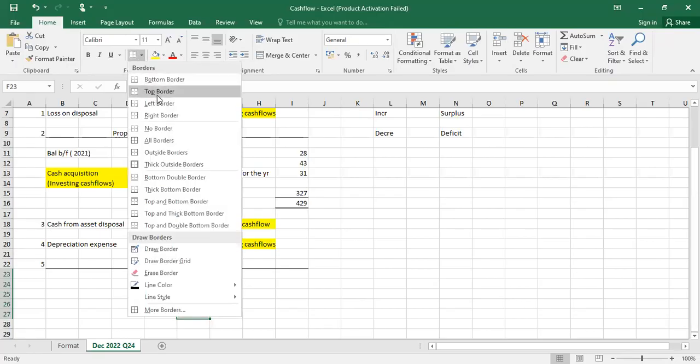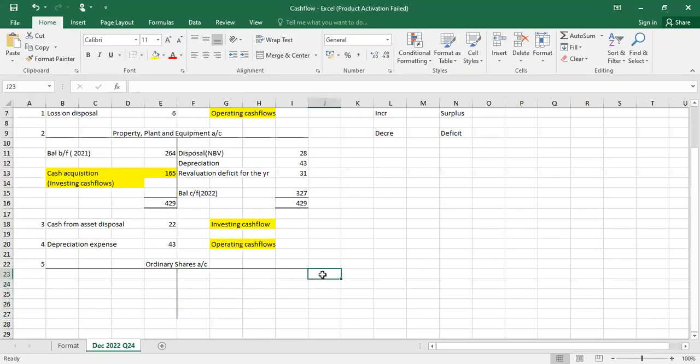Ordinary shares account. This is equity, and equity is normally a credit balance. So the balance brought forward appears on the credit side. The brought forward balance for the ordinary share capital, back to the balance sheet, at the start of the year, we have 150.